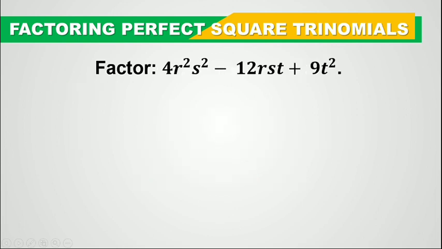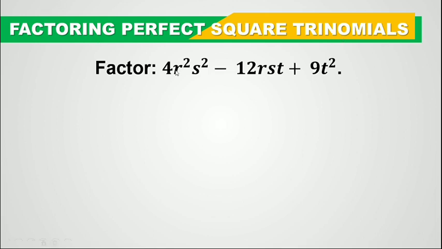What about this? Let's factor 4r squared s squared minus 12rst plus 9t squared. So makita nato nga the given trinomial is already a perfect square trinomial. So you should also have to consider looking at the given trinomial, basin dili siya perfect square trinomial. So if the given polynomial is not a perfect square trinomial, then you cannot use this rule, this procedure. So this procedure is just applicable for perfect square trinomials.